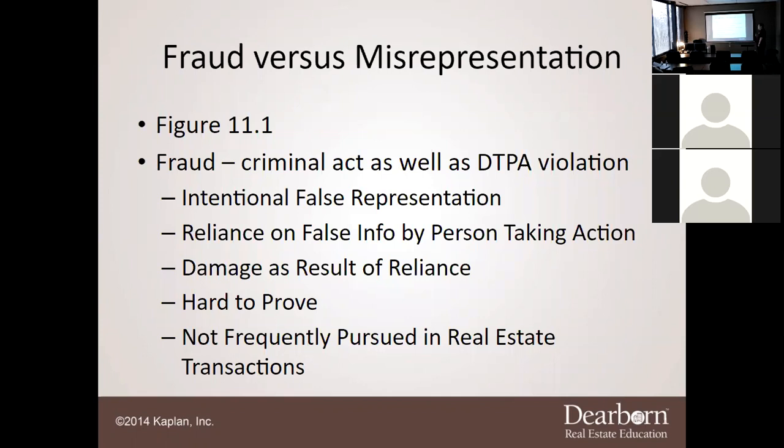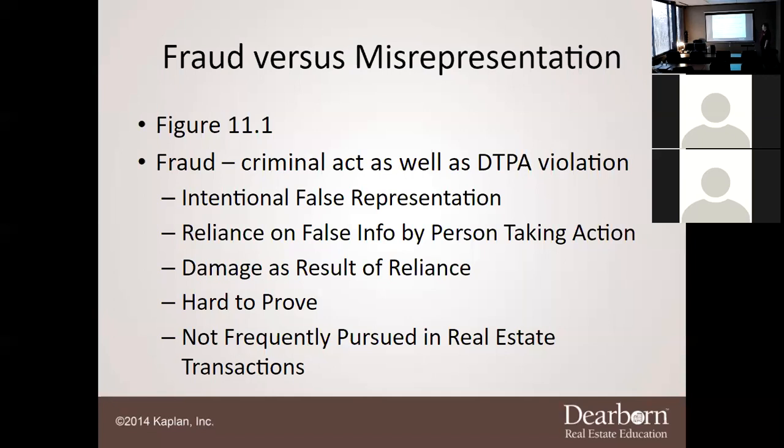If you are intentionally making false representations, it can fall under potential criminal fraud, okay? So you've got to be very careful in these situations. Also, the reliance on false information by a person taking action. If Miss Davenport relied on Garrett's false information, guess what? If she's relying on his false information and she takes action to purchase the house, well, then Miss Davenport could come back and sue him for fraud.